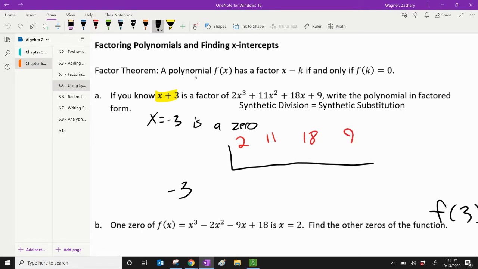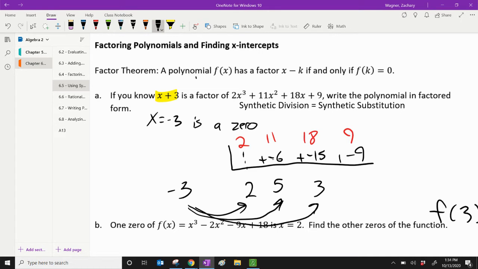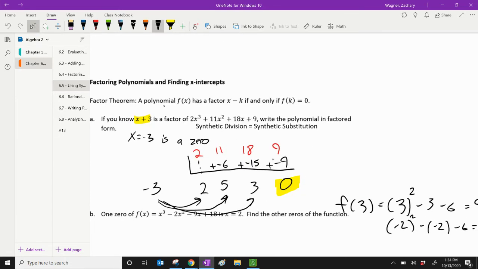Just like that. Perform your operations. Drop your 2. 2 times negative 3 is negative 6. Add. 11 plus negative 6 is 5. Negative 3 times 5 is negative 15. Add. 18 plus negative 15 equals 3. And 3 times negative 3 equals negative 9. 9 plus negative 9 equals 0. Ding, ding, ding, ding, ding.